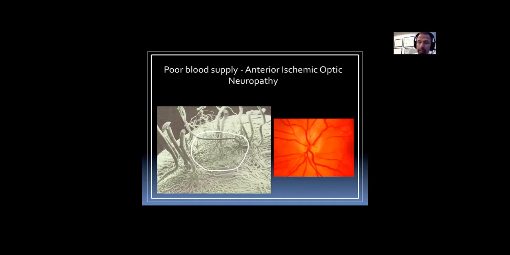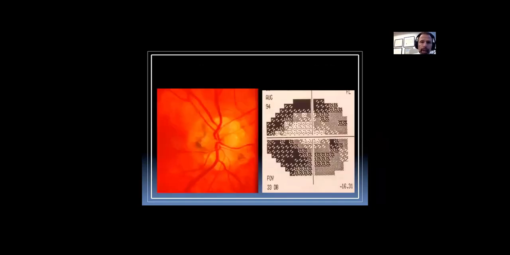You may see inferior disc swelling. You may see 360 degrees. But if you see superior swelling, it's probably going to be anterior ischemic optic neuropathy. And optic disc drusen, another condition that affects the optic nerve at the optic disc. And so you can see field defects that respect the horizontal midline.